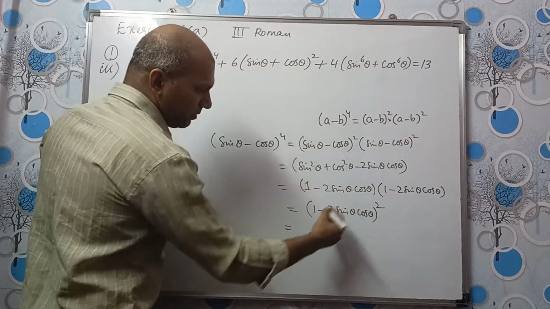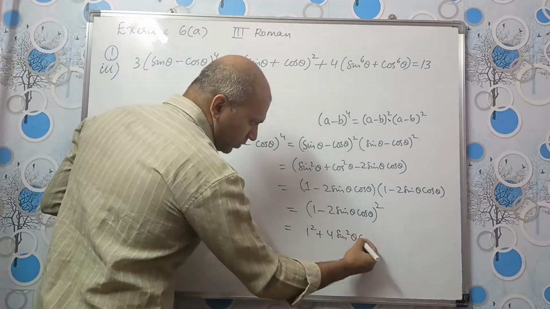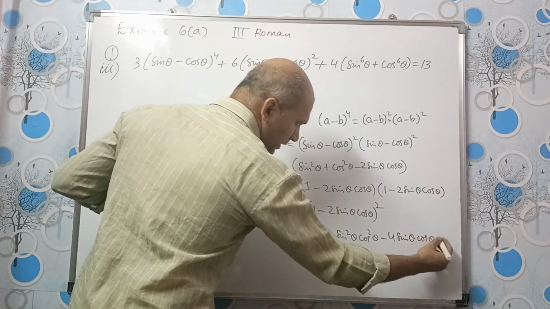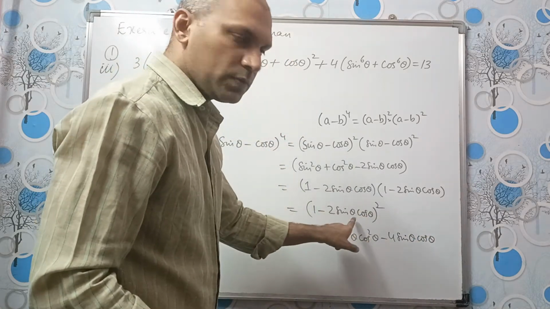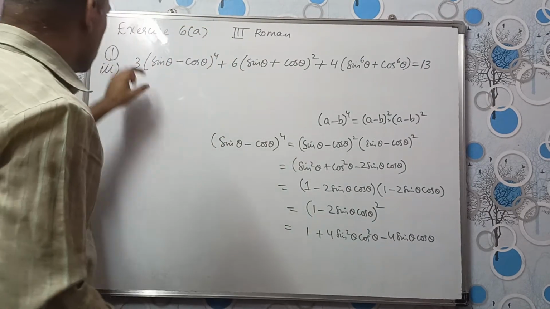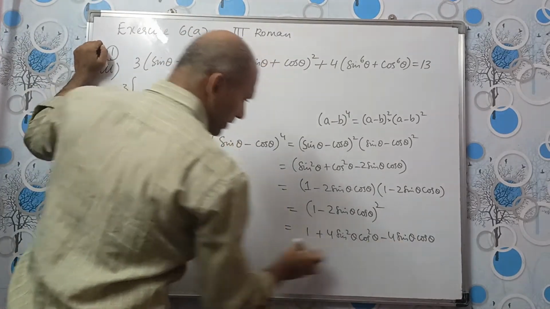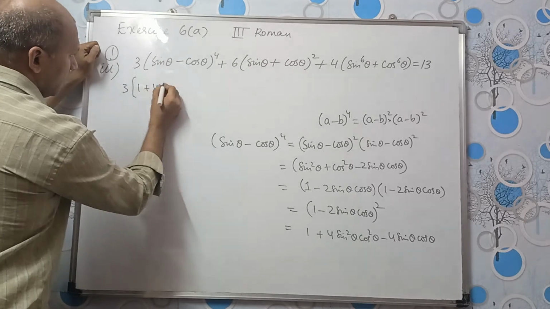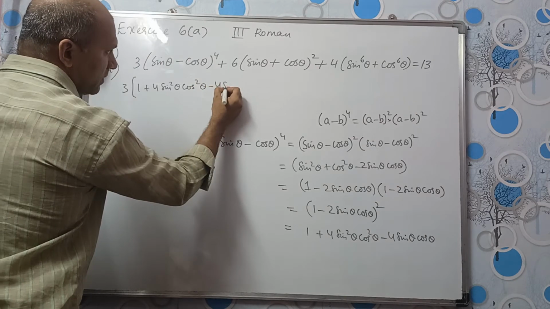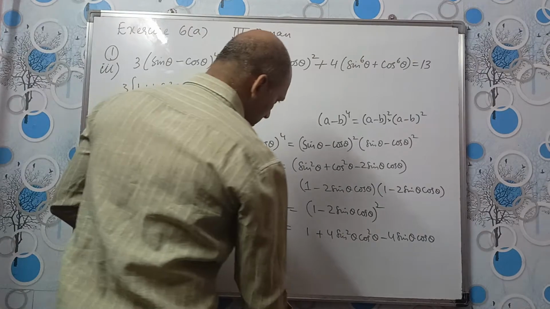So if you expand using a minus b whole square, this will be a square plus 4 sin square cos square minus 4 sin theta cos theta. Okay, a minus b whole square. So 1 square will be equal to 1. Alright. So what is this now? It is 3 multiplied by this part. Whole thing is this. Let us write it. 1 plus 4 sin square theta cos square theta minus 4 sin theta cos theta. Okay. Alright.